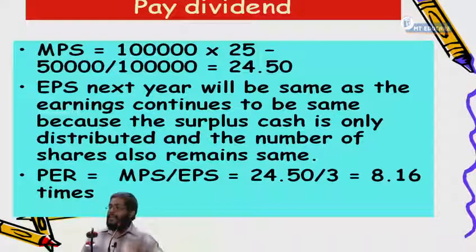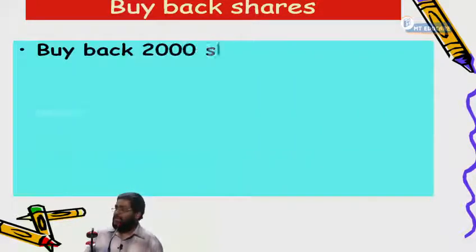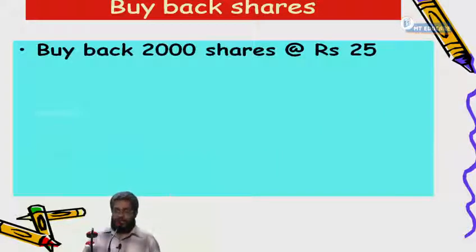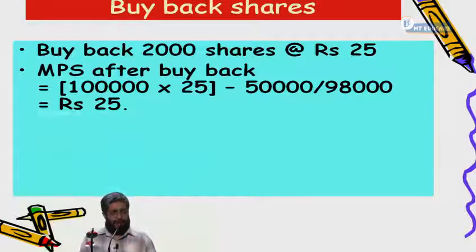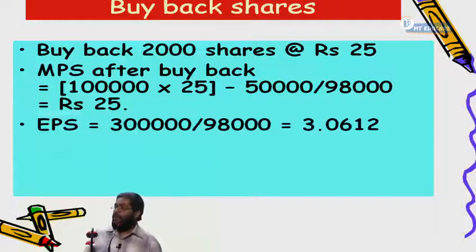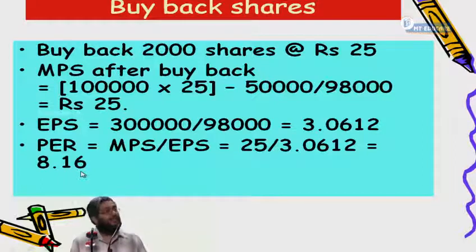Everybody following or not? Now, next let's go to the next item, that is buyback of shares. How many shares am I going to buy back? 2,000 shares at 25. What is the MPS after buyback? In the 25 lakh company, 50,000 has gone. It becomes a 24 lakh 50,000 company, having 98,000 shares. The share price remains the same. And what happens to EPS? EPS has increased. The P/E ratio is MPS divided by EPS: 25 divided by 3.0612, which is 8.16 times. Everybody, are you following or not?